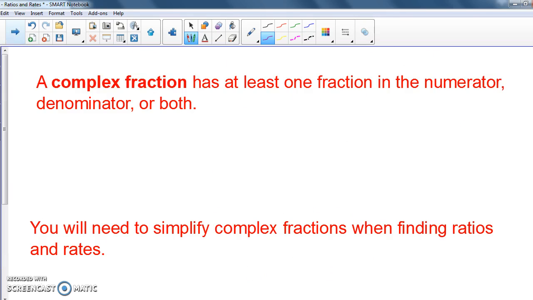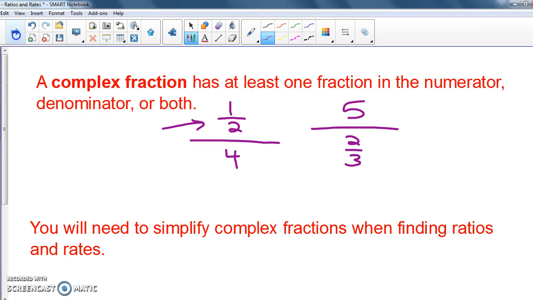Complex fraction. Just want you to write down this definition. It has at least one fraction in the numerator, denominator, or both. So for example, that could be something like this. See how there's a fraction in the numerator? That could be something like this. Okay, see how there's a fraction there? Or it could even be 2 fractions with a big division sign. Okay, they show up sometimes, it's not really often, but you're going to need to simplify them when you're finding ratios and rates, because when you're done, you don't want a fraction. Okay, so let me show you what that looks like.